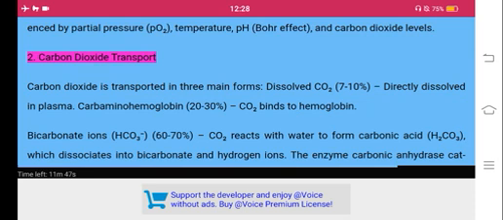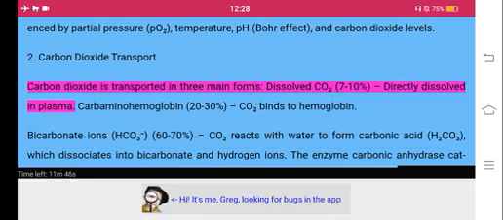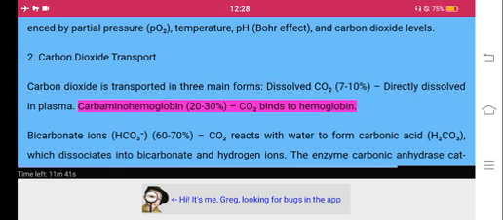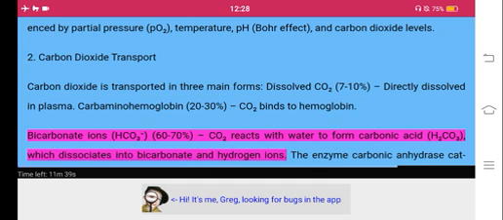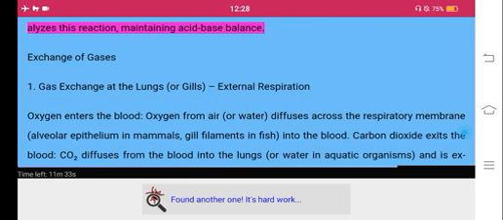2. Carbon dioxide transport. Carbon dioxide is transported in three main forms: dissolved CO2, 7-10% directly dissolved in plasma. Carbaminohemoglobin, 20-30%, CO2 binds to hemoglobin. Bicarbonate ions, HCO3-, 60-70%, CO2 reacts with water to form carbonic acid, H2CO3, which dissociates into bicarbonate and hydrogen ions. The enzyme carbonic anhydrase catalyzes this reaction, maintaining acid-base balance.